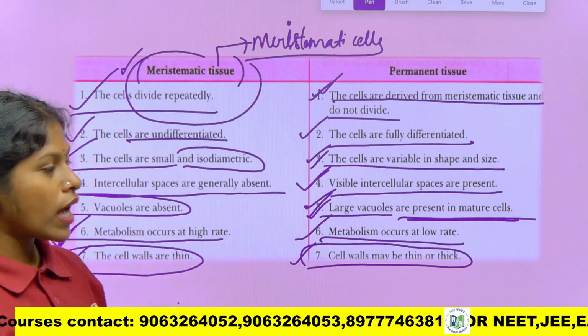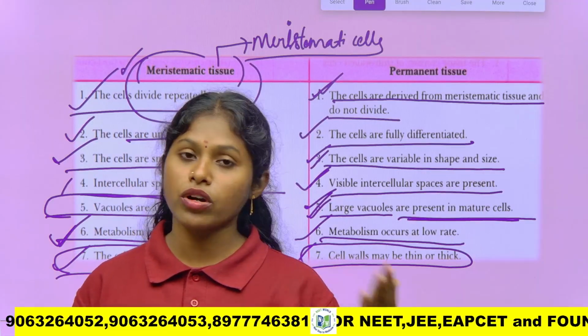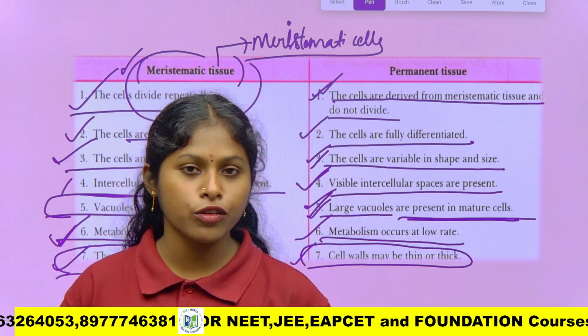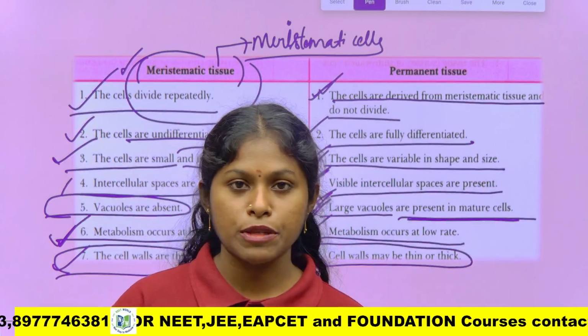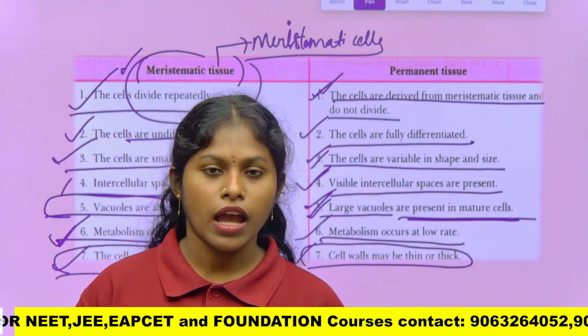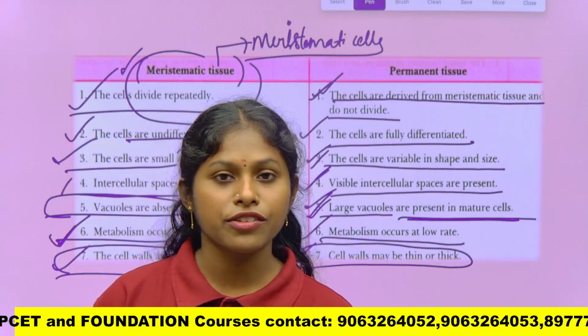So, what is a tissue, children? A group of cells coming together forms a tissue, right. I already told you that tissues are of two types in plants. What are they, children? Meristematic tissue and permanent tissue. And meristematic tissue, based on location, is divided into three types: apical, intercalary and lateral.